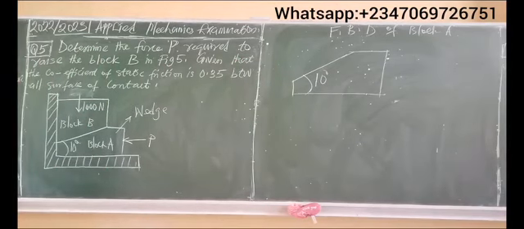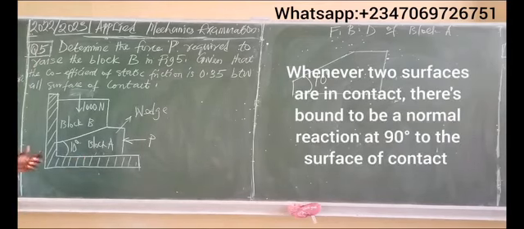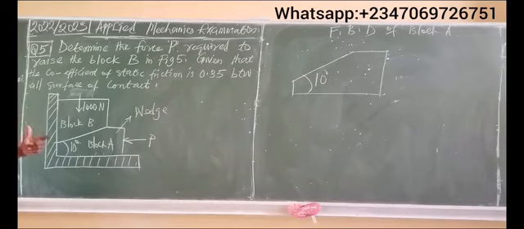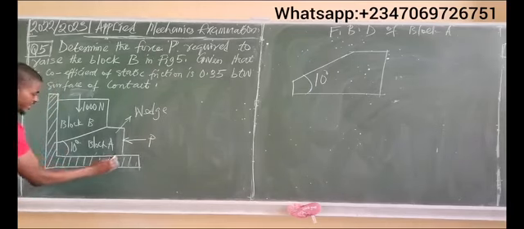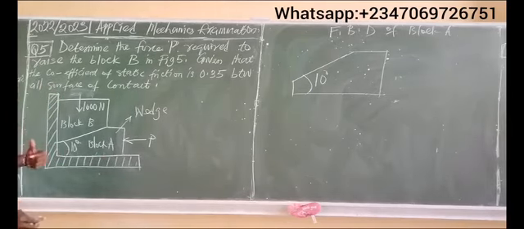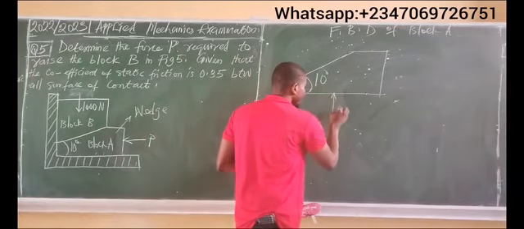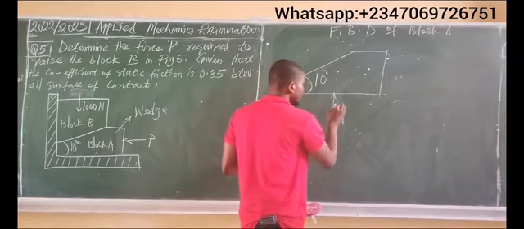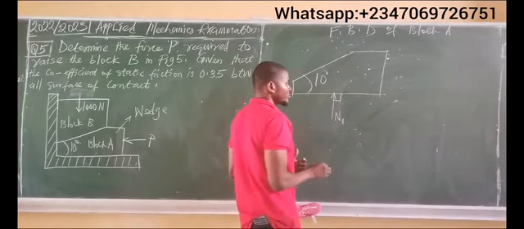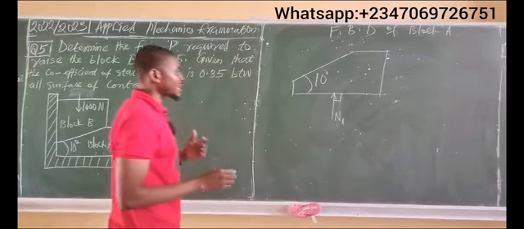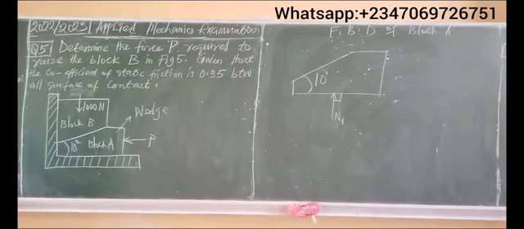Now, mind you, block A is resting on a surface, and whenever two surfaces are in contact, there is bound to always be a normal reaction at 90 degrees to the surface in contact. I have this block A resting on this surface, so there is always going to be a normal reaction. That reaction always acts at 90 degrees to the surface. So we have a normal reaction here. Call this normal reaction N1. It is always at 90 degrees to this surface.